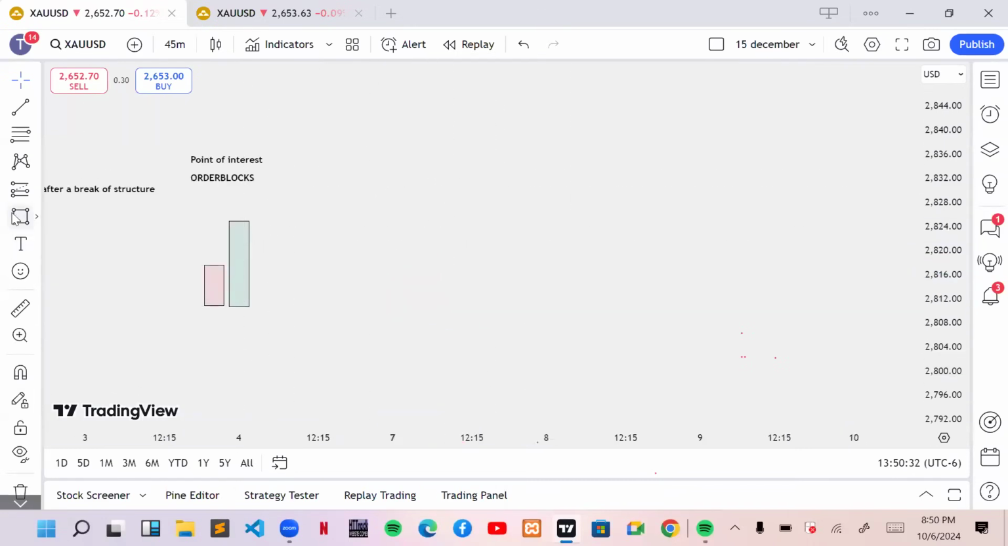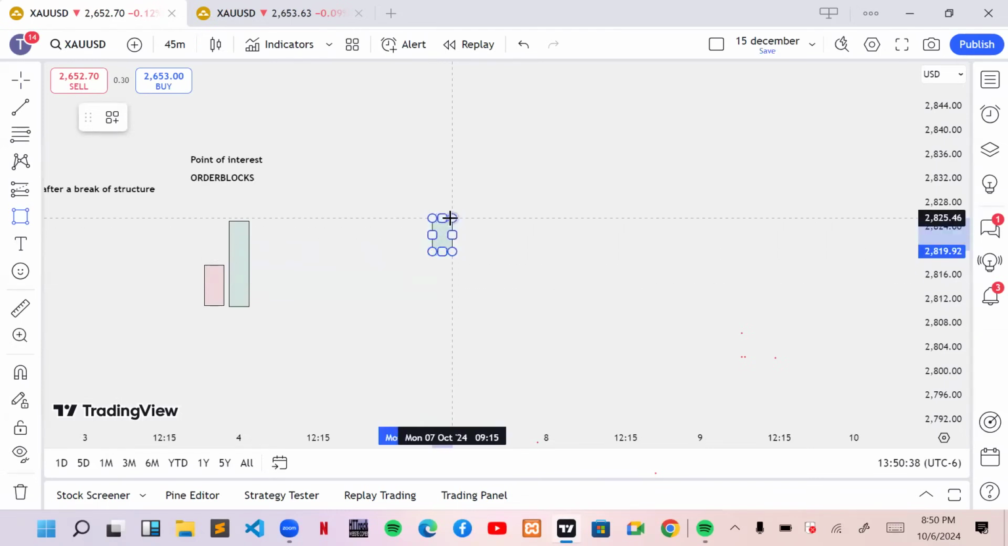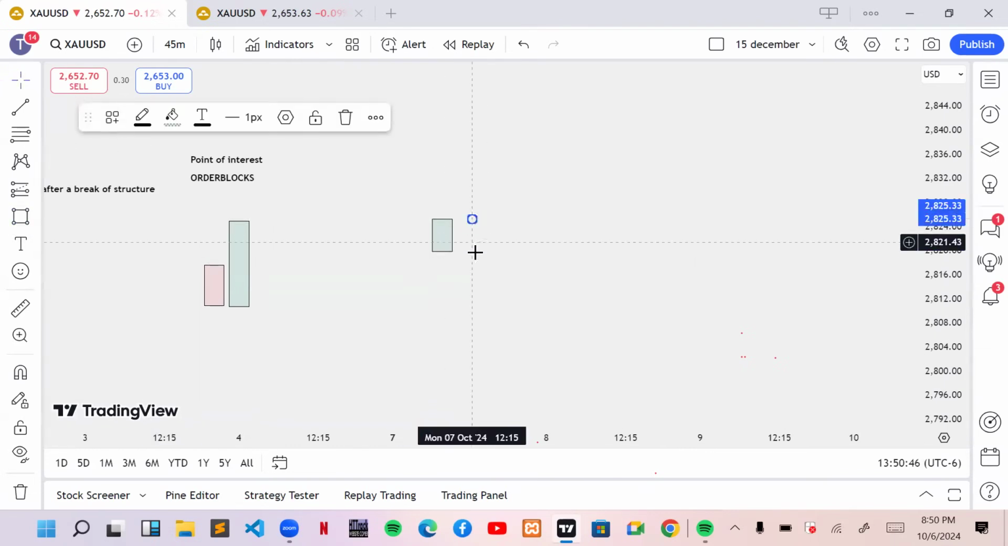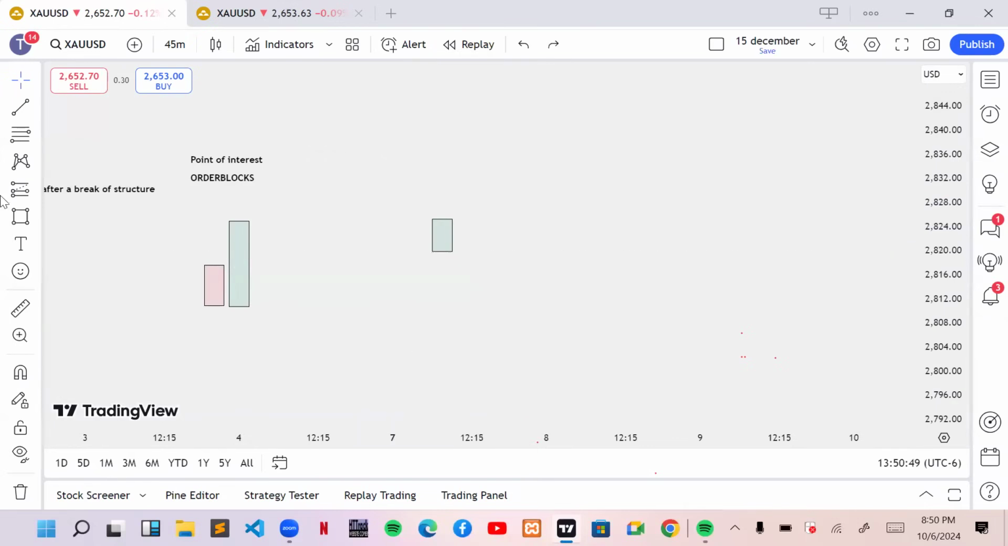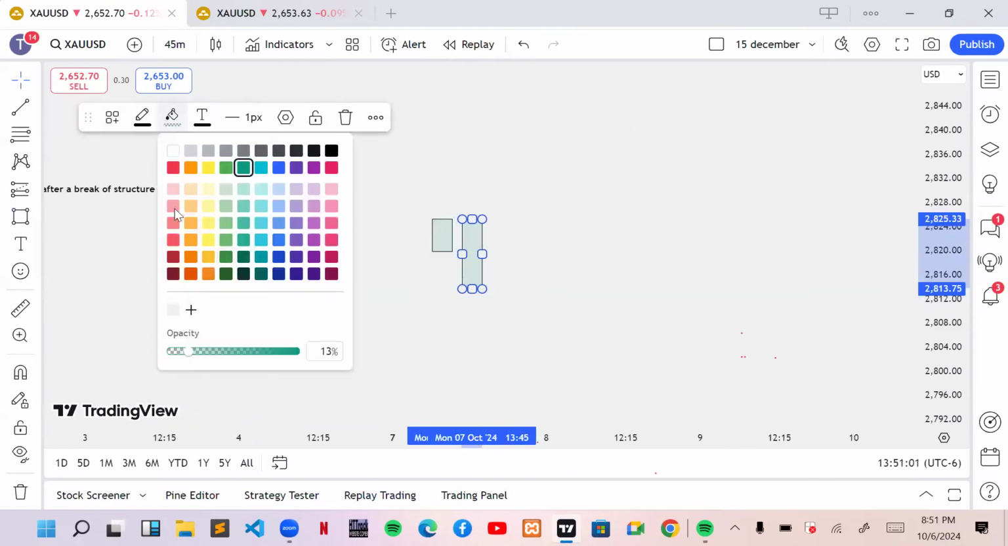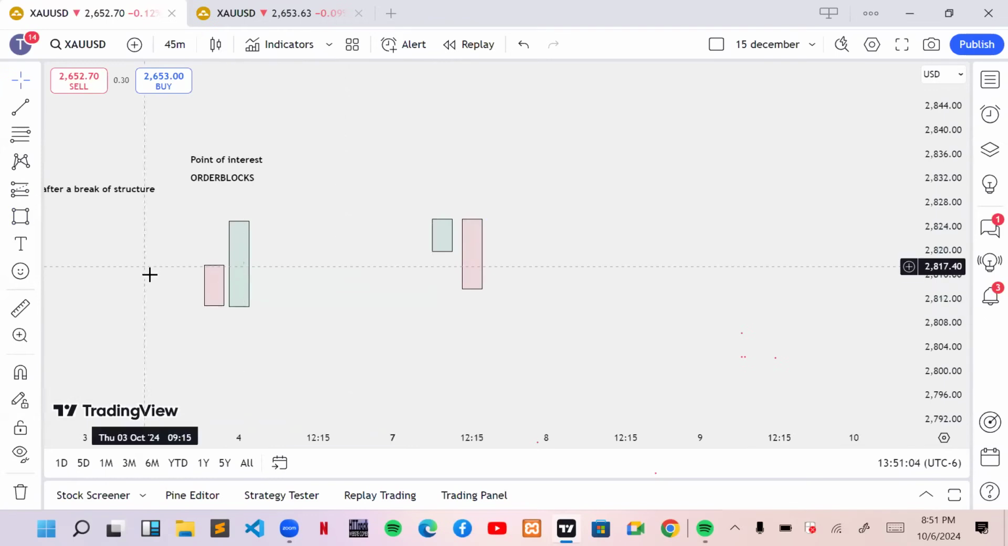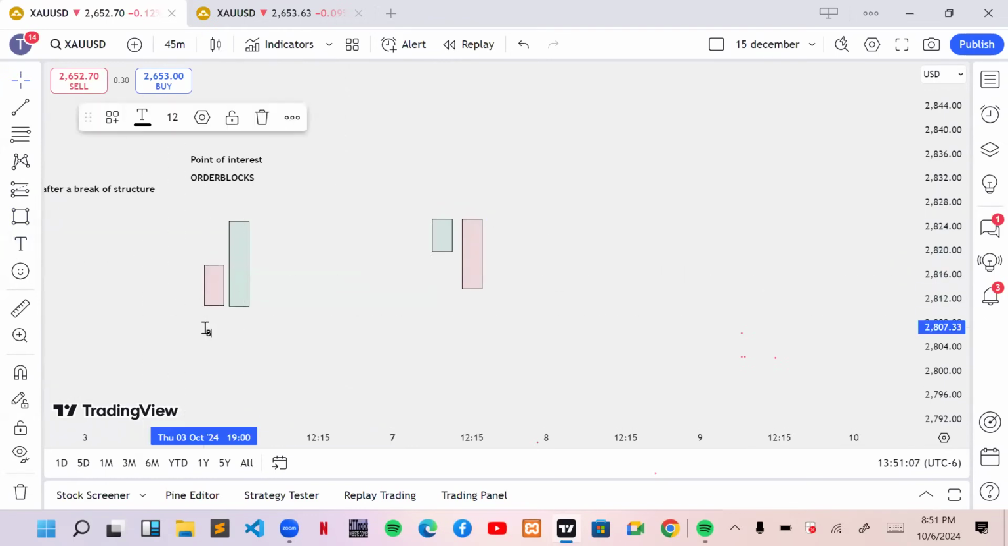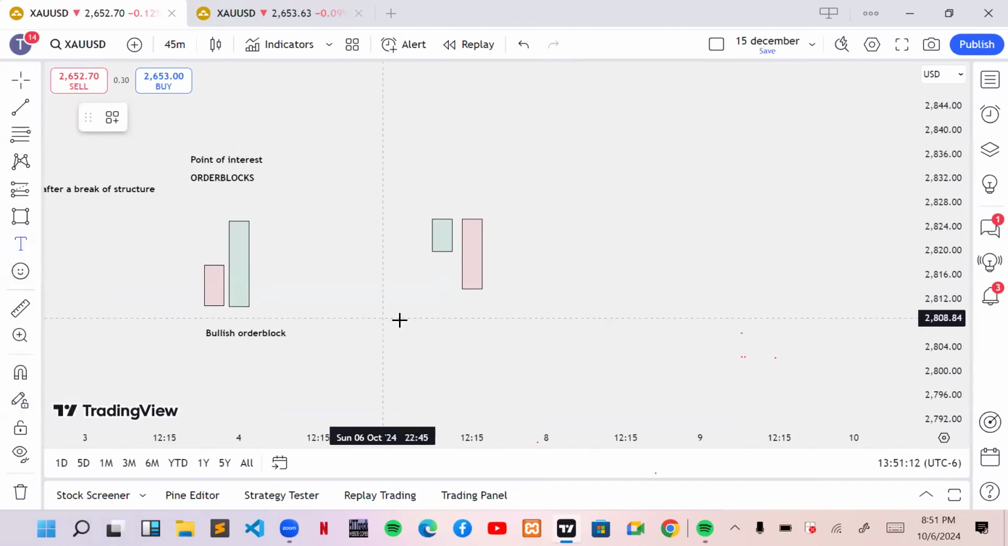And then a bearish order block is when you see a bullish candle, then you see a bearish one engulf it. So this is the bullish candle, for example, and then you see another bearish candle engulf it. That is what a bearish order block looks like. So a bullish order block and a bearish order block would look something like this. This is a bullish order block right here, and this is a bearish order block right here.